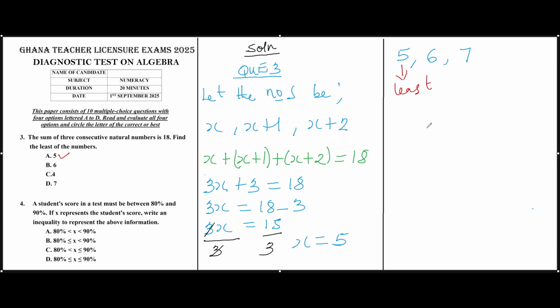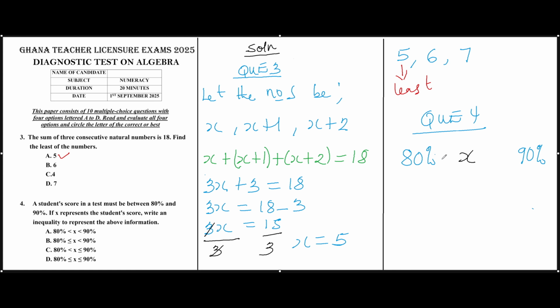Now, question number 4. The student score in a test must be between 80% and 90%. If X represents the student score, then we have to write an inequality to represent the above information. So we have 2 given scores, 80% and then 90%. Remember, X represents the student score.